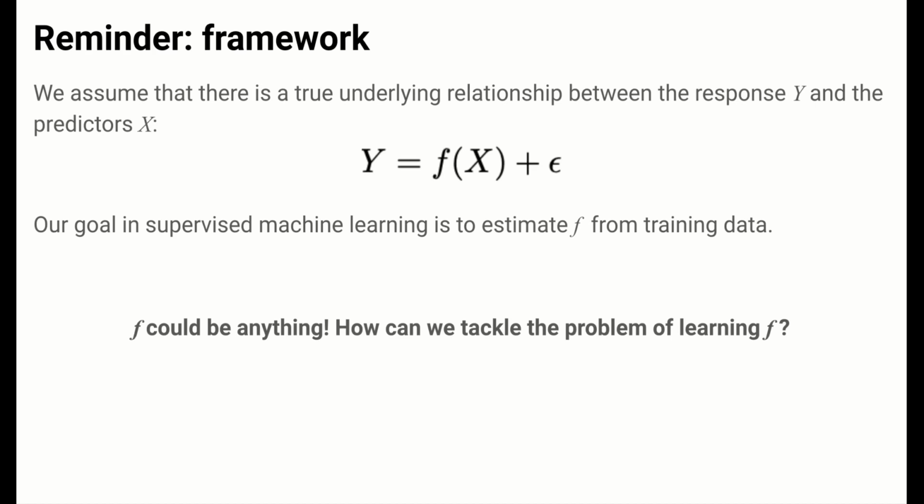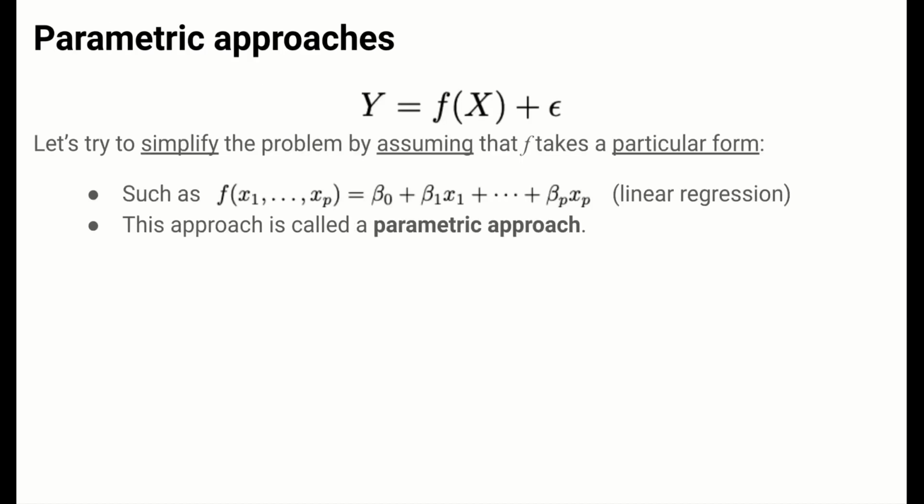At its base, this is a hard problem. This function f could be anything. How can we tackle this difficult problem of learning f? In what are called parametric approaches, we make simplifying assumptions about f by assuming that this function takes a particular form. The tool of linear regression, which is what we've been concerned with so far, is an example of a parametric approach. We assume that the function f is this linear combination of the predictors.